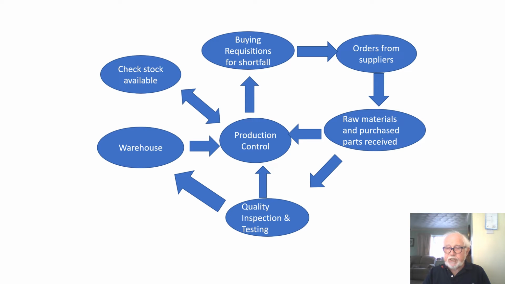Prior to starting a production run, you have to ensure all raw materials and purchased parts will be available when they're needed to meet the production schedule. The flowchart shows the process for ordering and confirming all raw materials and purchased parts have been received and passed quality control and inspection and testing. Production control is kept informed at all stages and records progress against a computerized chart based on the planned schedule.